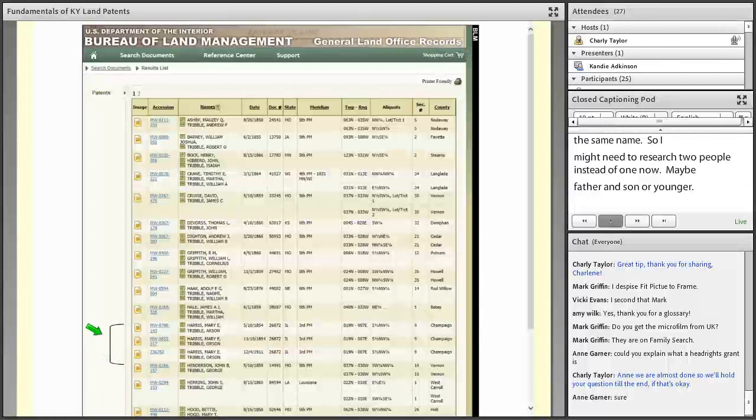I'm going to click the images here. This is free. This is all on your computers in your library.